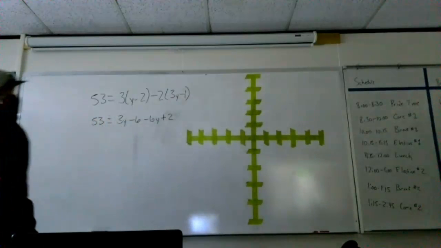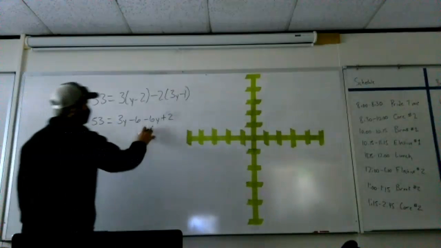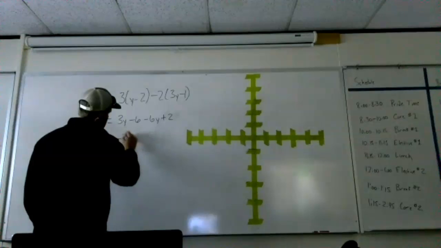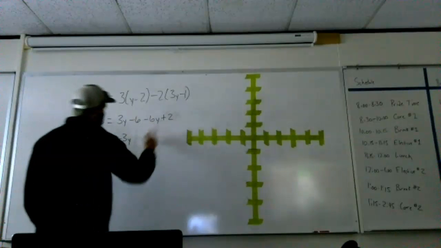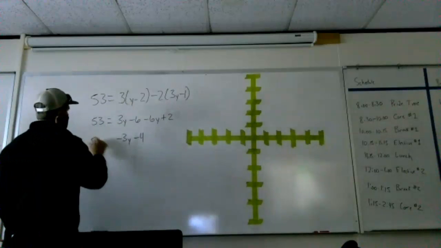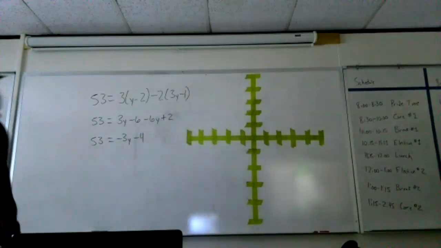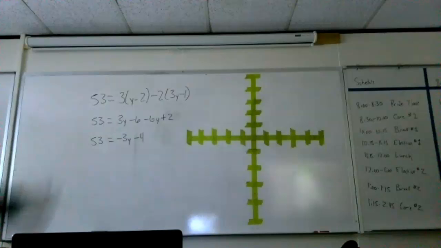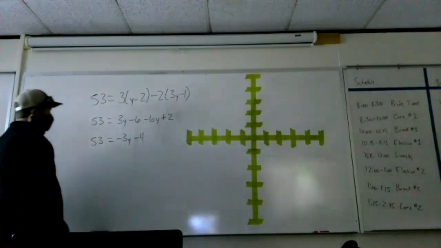At this point, I want to combine like terms. I have a +3y and a -6y. That'll combine to be a -3y. I have a -6 and a +2, which will combine to be a -4. So I'm left with 53 is equal to -3y minus 4. Now it's in a format that you've had a lot more experience with.